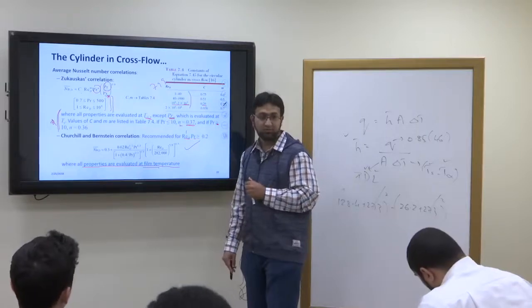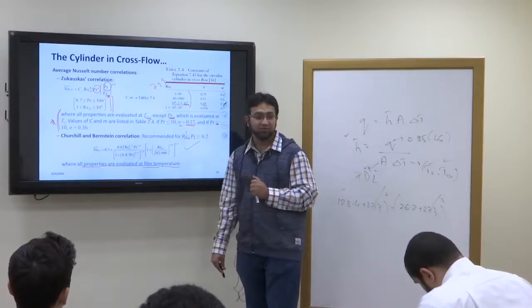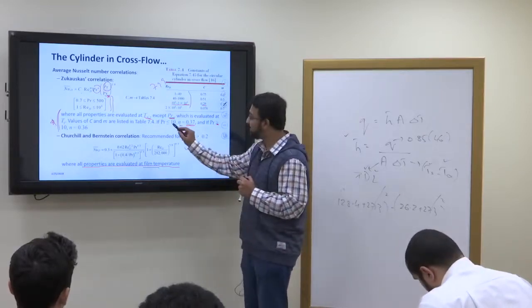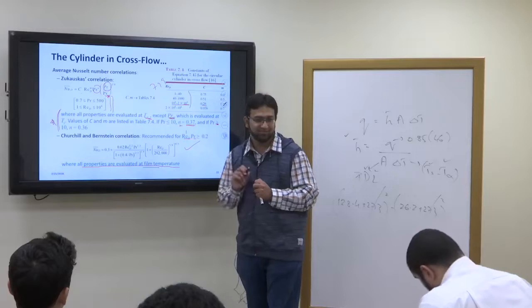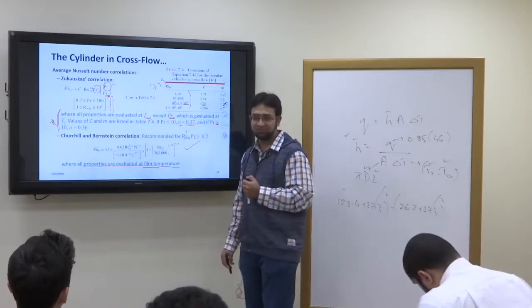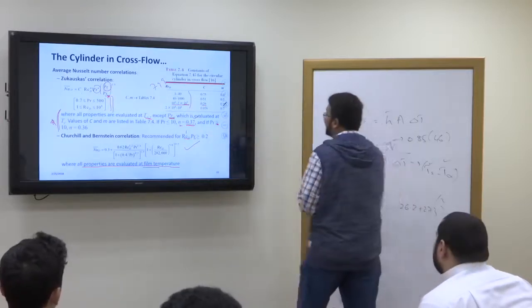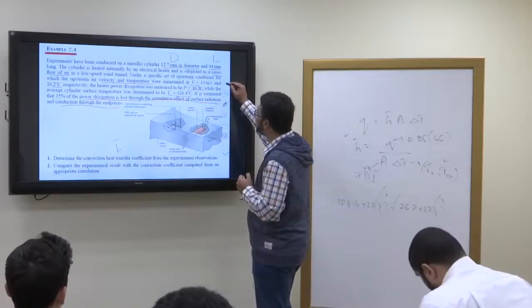And what about n? n is based upon Prandtl number. Our Prandtl number is 0.707. So do you think 0.707 is less than 10 or greater than 10? Less than 10. So if it is less than 10, you will use this. Get it? Thank you. Just to clear.